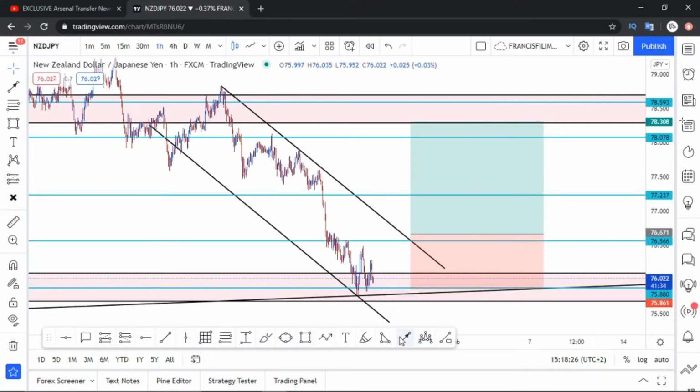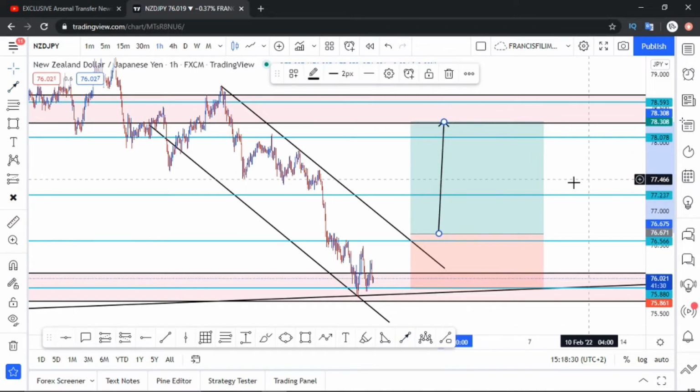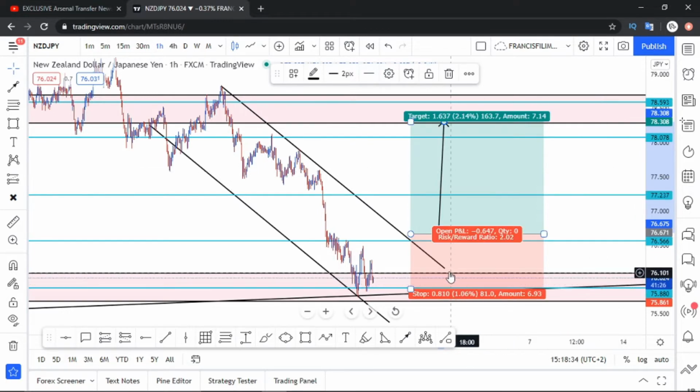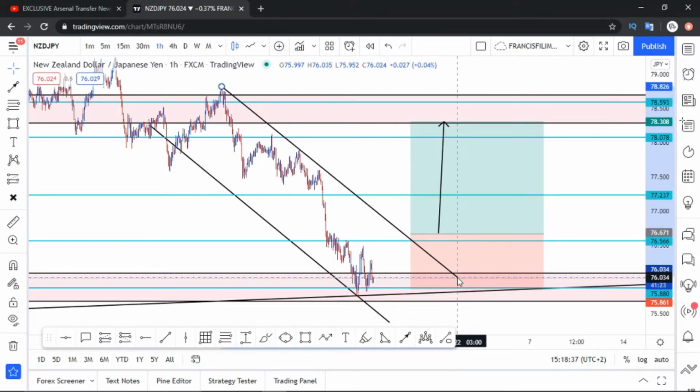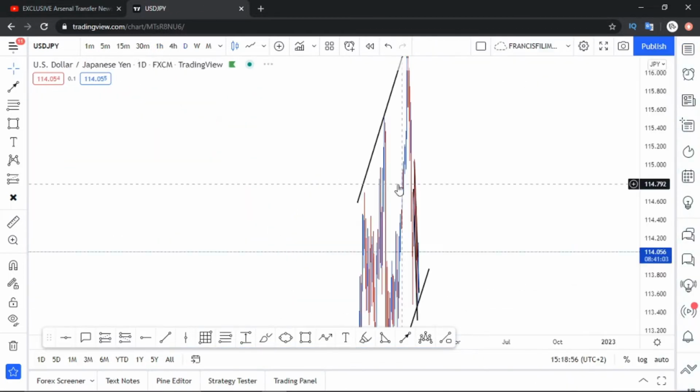So when the market does get right here, guys, we will be looking for buys to the top of our resistance, but only after we get confirmation from the market, guys. Only if the market shows us its hand. So now let's move on to the next pair.